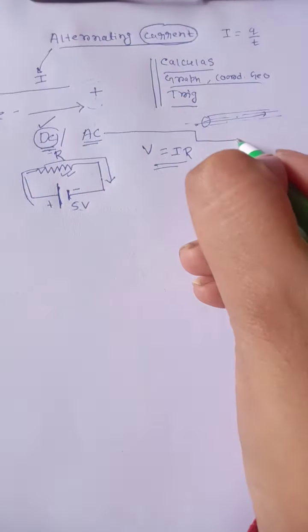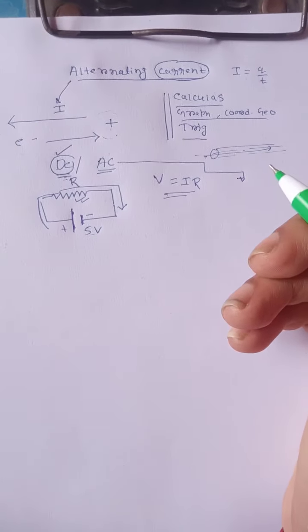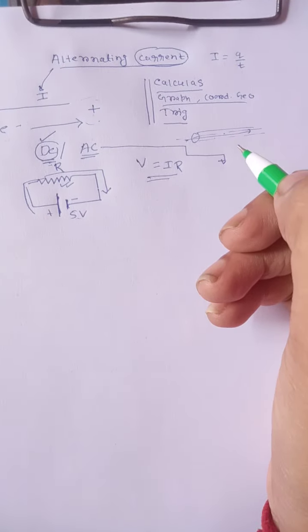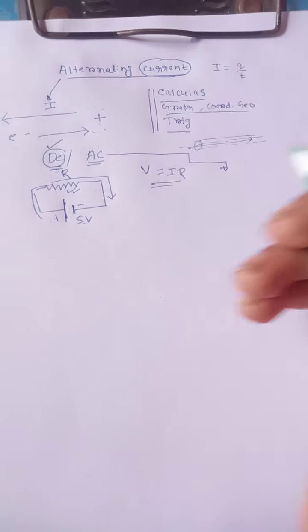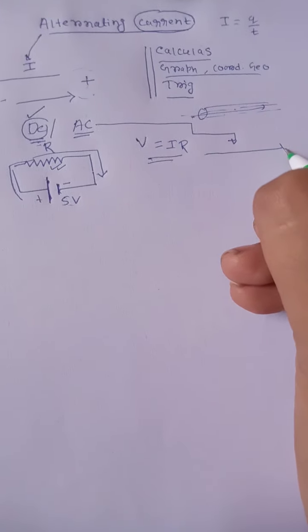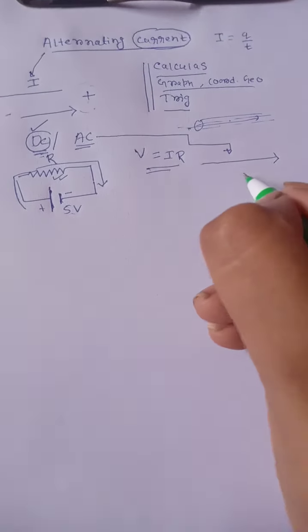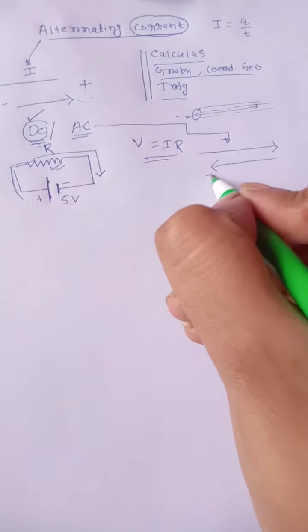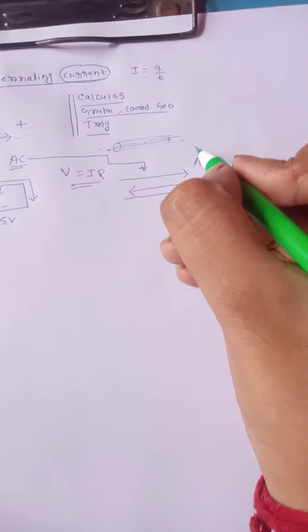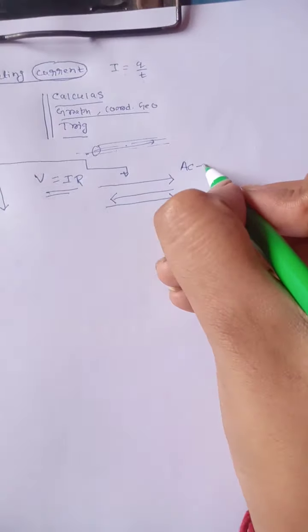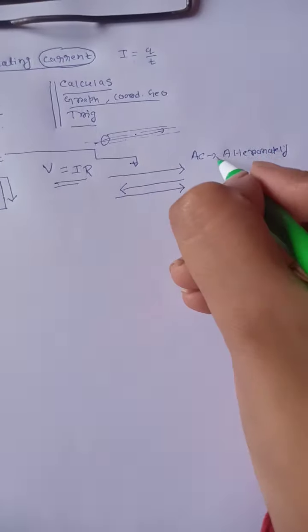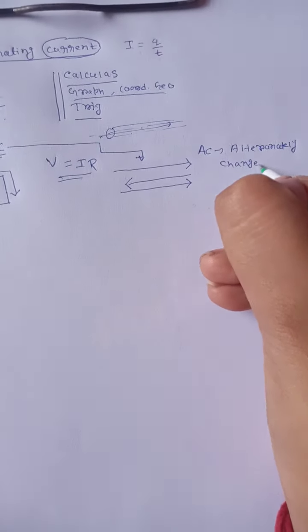But AC current is completely different from this. If the direction of the current in a resistor or in any other element changes alternately, the current is called an alternating current. Suppose the current is flowing in this direction in one moment, then after 2 seconds it's flowing in that direction, and after another 2 seconds it's again flowing in the other direction. So alternating current, or AC current, is a current that changes direction alternately at some time interval.